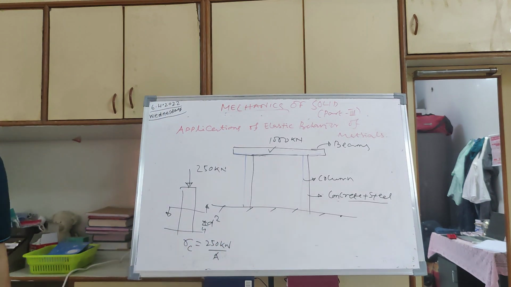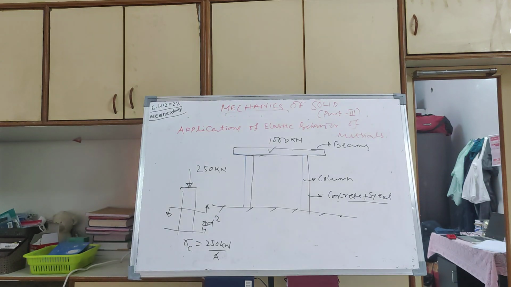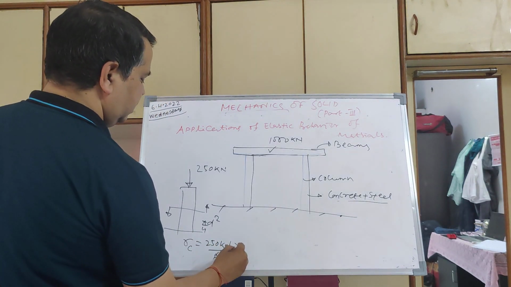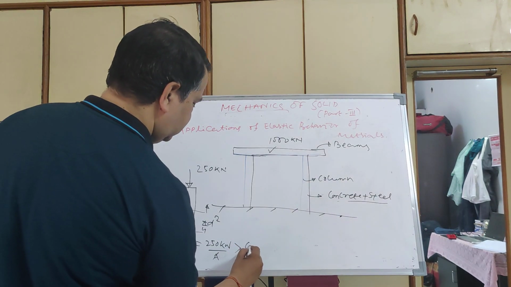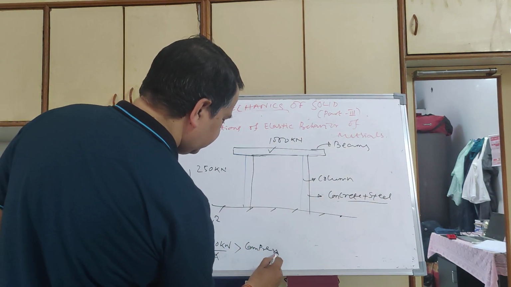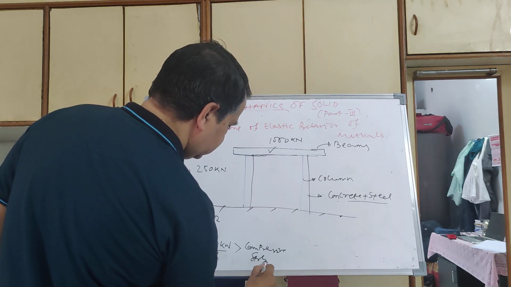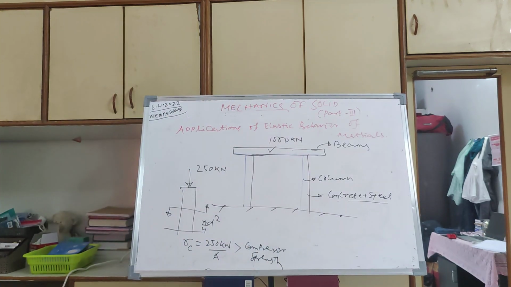If this compressive stress is more than the compressive strength, then it is going to fail. The column cannot take that much load. So why do you put steel? Why not concrete and cement only? Because steel is much stronger than concrete. By putting steel, that is called reinforcement. So you are reinforcing the concrete with steel rods.